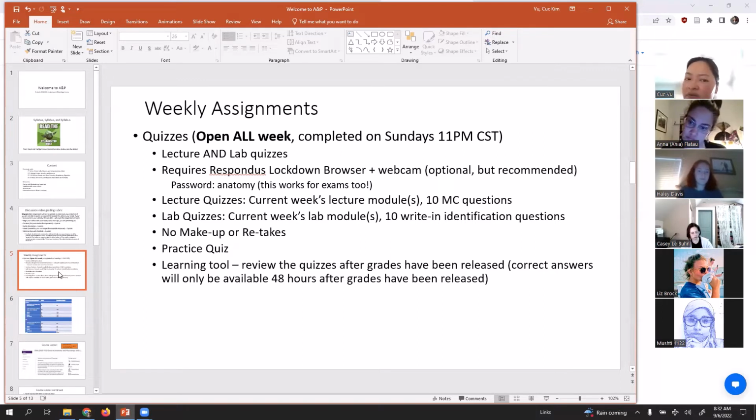Use the quizzes as a learning tool. Once I've graded them, always go back and review them. Why did I get this question incorrect? Did I have it incorrect in my notes or did I not study it at all? You can look at your quizzes anytime, but the correct answers will only be available for 48 hours once the grade has been released. Questions on your quizzes?